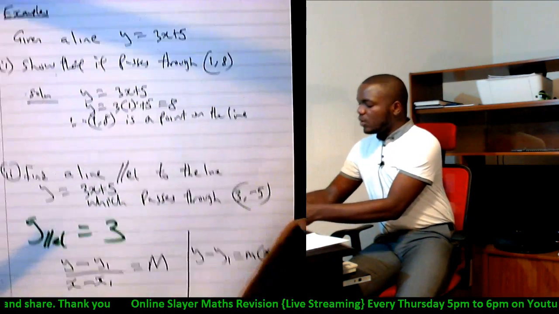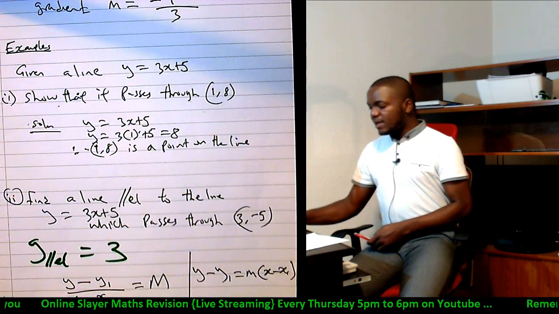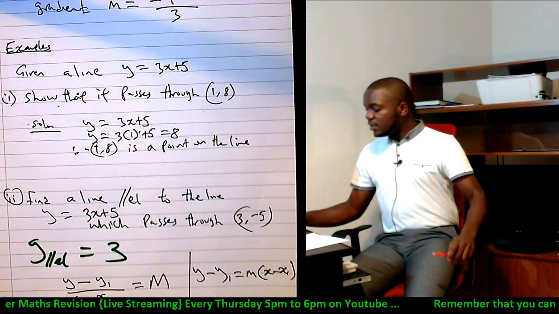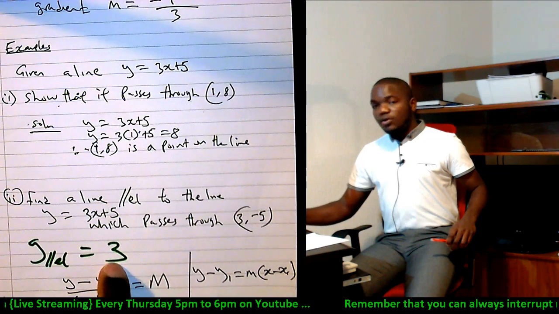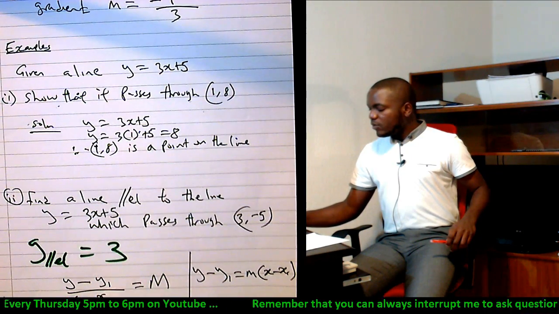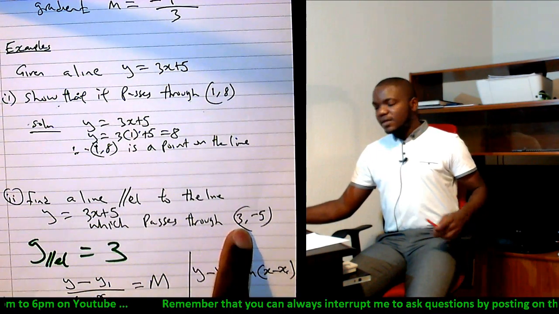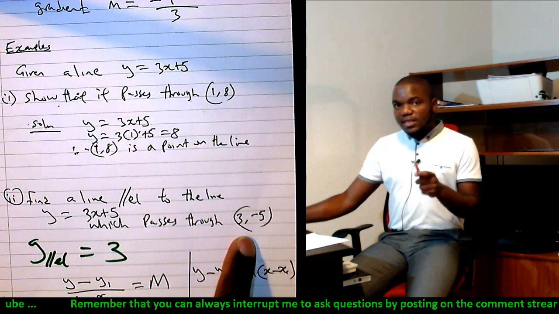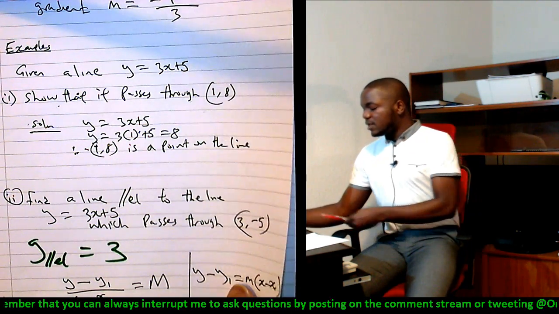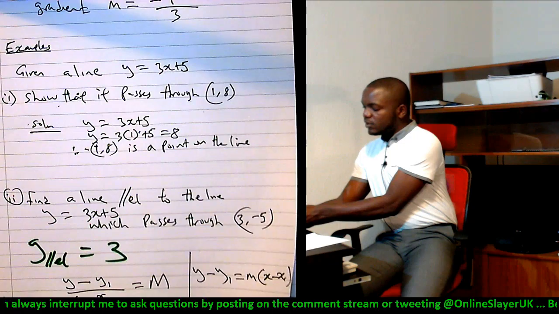So what is y1? What is x1? Y and x are variables, you leave them that way. M is the gradient, which we now know is 3. Y1 and x1 are the values of the coordinates of the points which it passes through. So in this case, y1 is -5, x1 is 3.